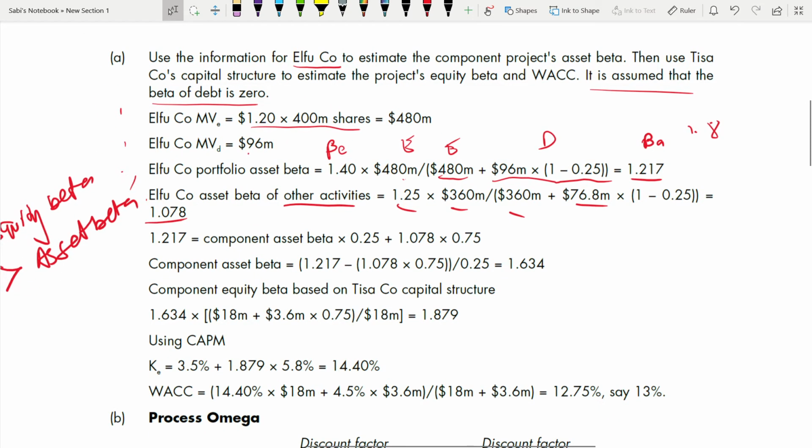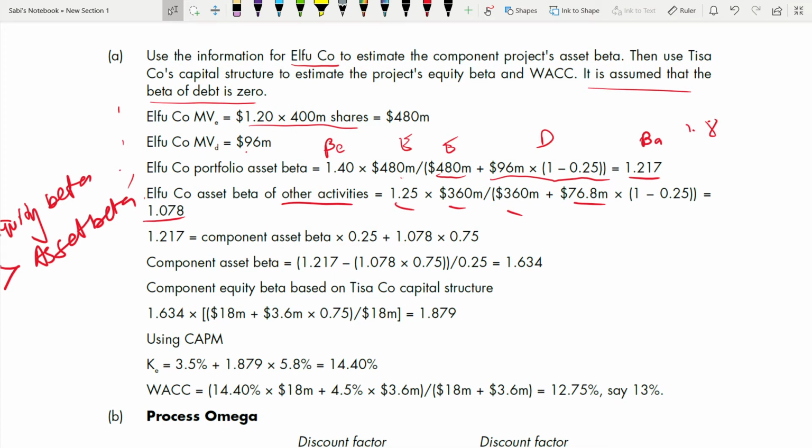Now let's go to using this asset beta. What asset beta? Other activities asset beta, we can find the component asset beta, right? Because we are given the proportion.